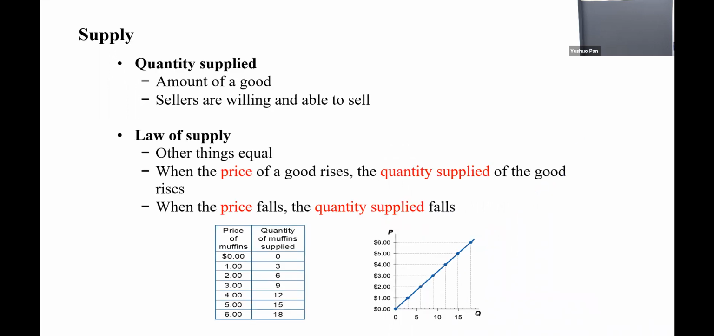The quantity supplied is the amount of a good that sellers are willing and able to sell. The law of supply is the same as the law of demand. Other things equal, when the price of a good rises, the quantity supplied of the good rises. When the price falls, the quantity supplied falls. The relationship under the law of supply is positive.